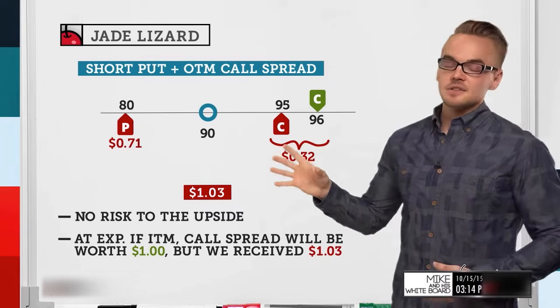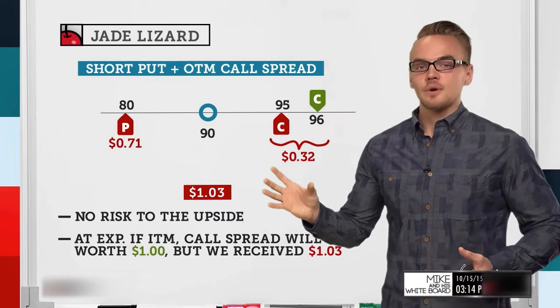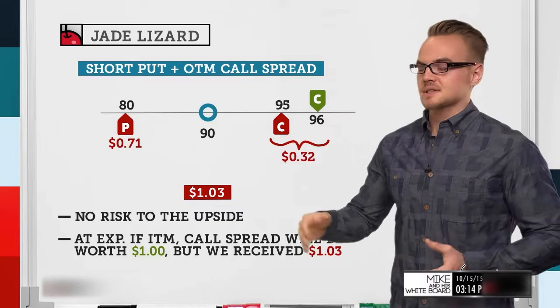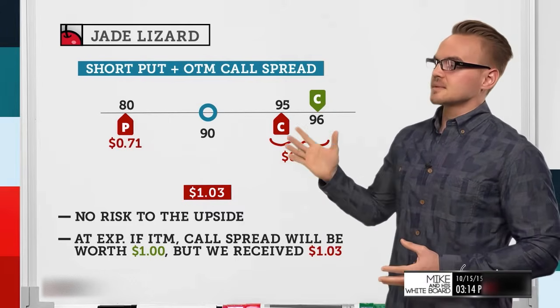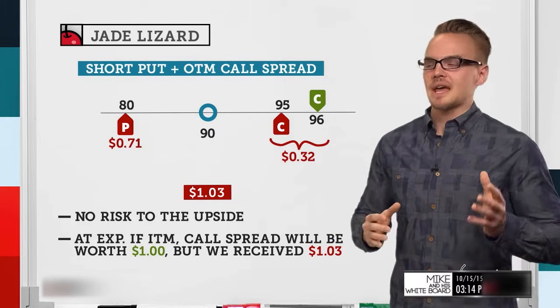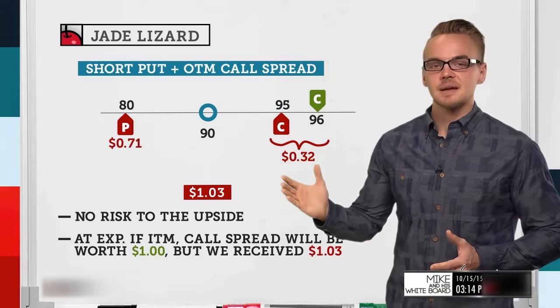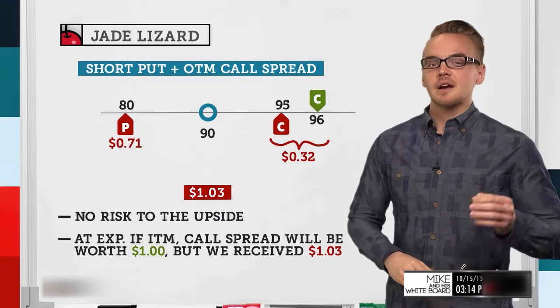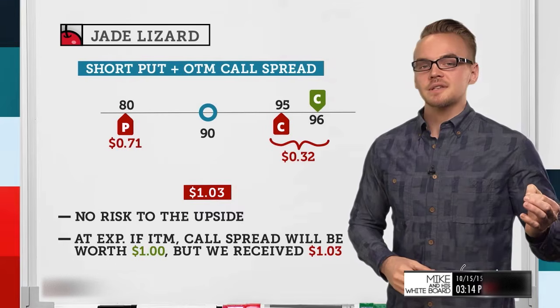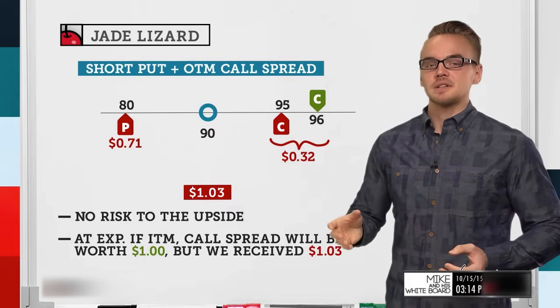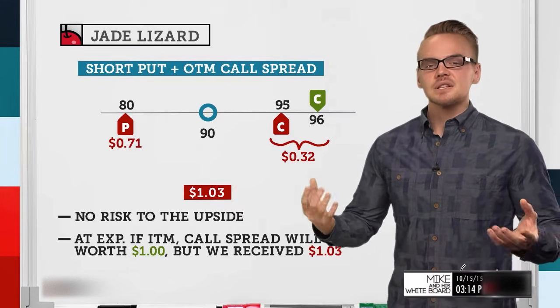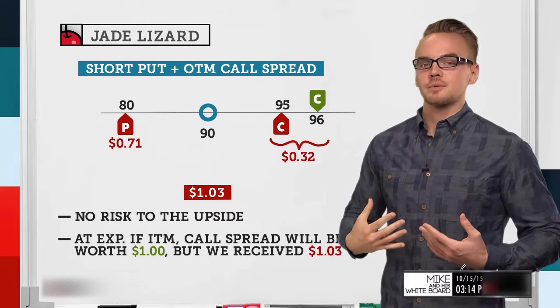So the Jade lizard is a great trade for neutral to bullish assumptions, and essentially we want the stock price to be within that range of 80 and 95 in this example, because if that happens, we've got our out of the money put that will expire worthless and our out of the money call spread that will expire worthless, and we'd essentially keep that total credit of 103.